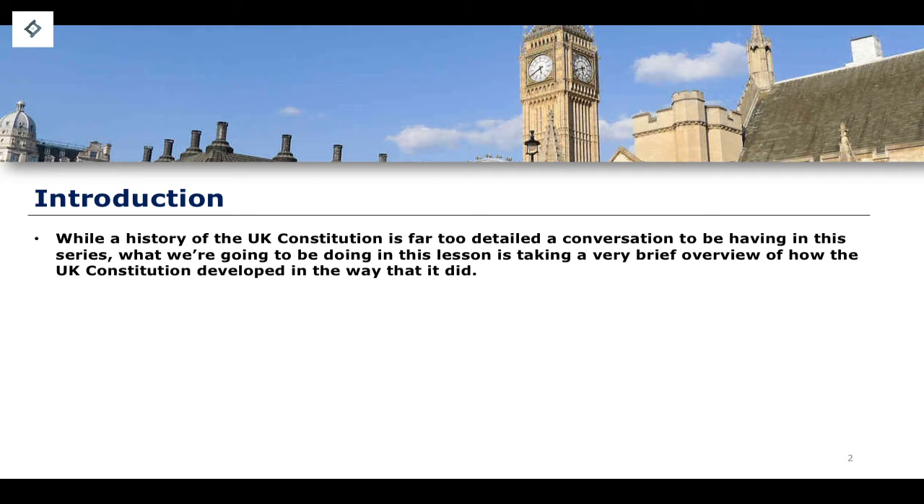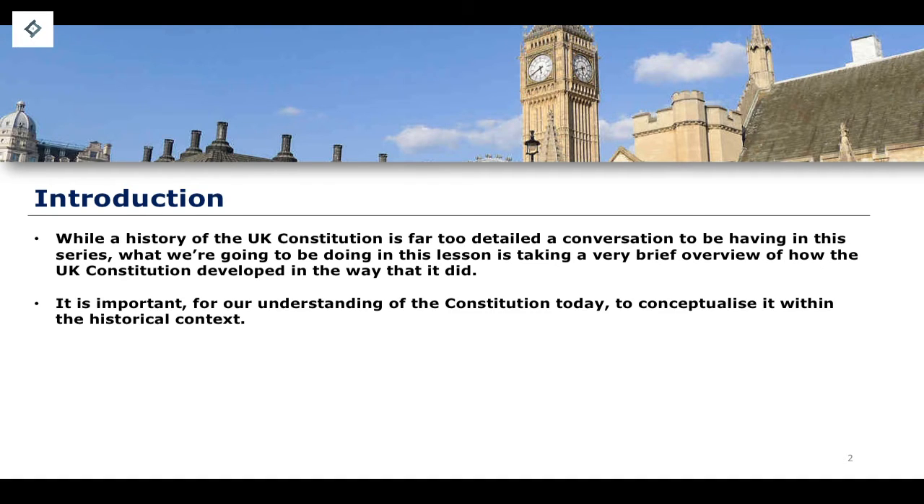While a history of the UK constitution is far too detailed a conversation to be having in this particular series, we're going to take a brief overview to look at some of the major implications of it. We'll also talk about the history of the UK Constitution in other contexts in the future. For example, when we look at the development of parliamentary sovereignty, the impact of the Glorious Revolution, and all these different things, that's going to be something of a historical debate as well. And we're also going to be talking about the history of the UK Constitution in a separate series of lessons specifically on that topic.